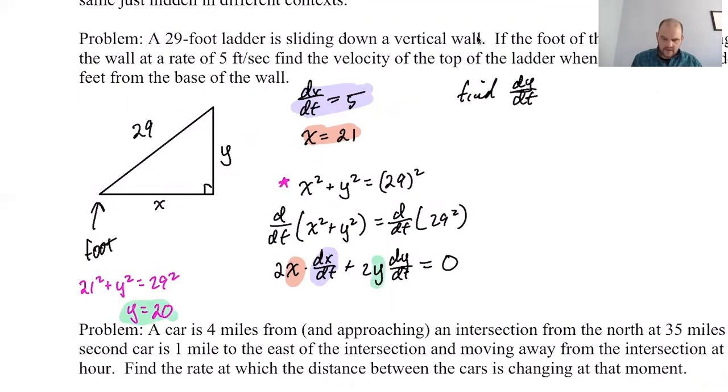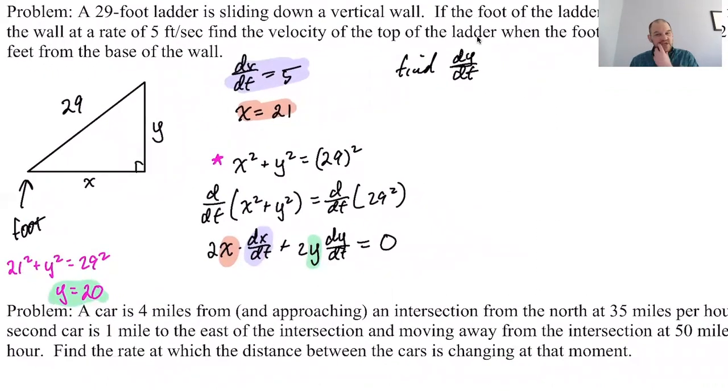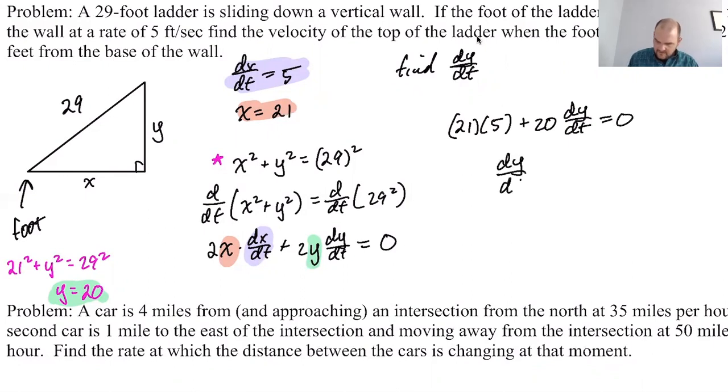So let's do it. Again, I'm going to divide out the 2's. In the Pythagorean theorem, obviously they're super important. In the derivative with respect to time of the Pythagorean theorem, everything gets a 2, so you might as well not have a 2. You just divide it out. So here we go. So 21 dx/dt is positive 5, plus 20 is y. dy/dt is what we're solving for, and this is 0.